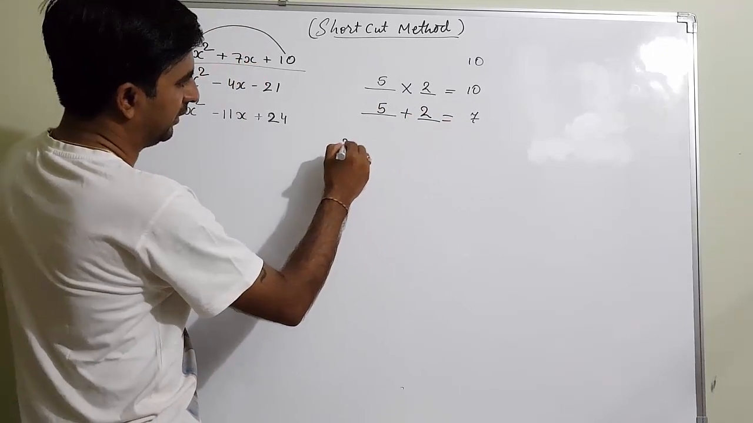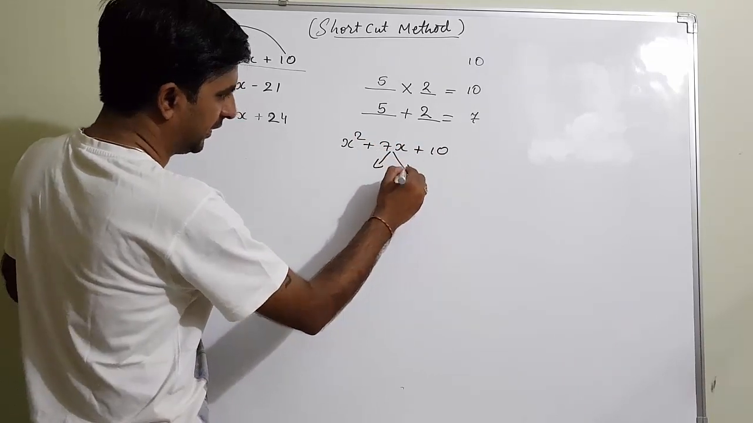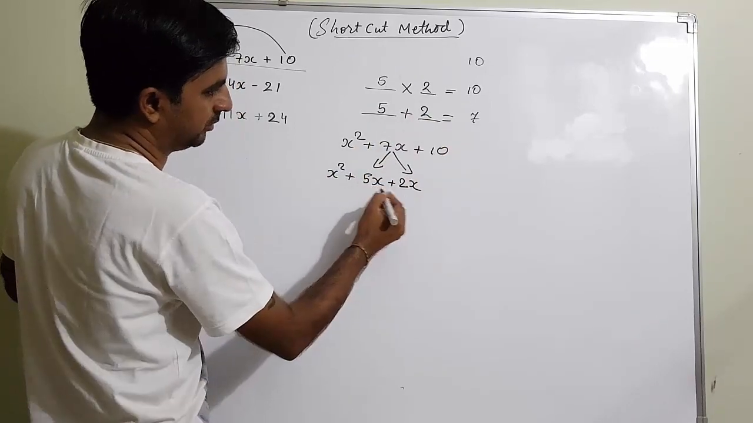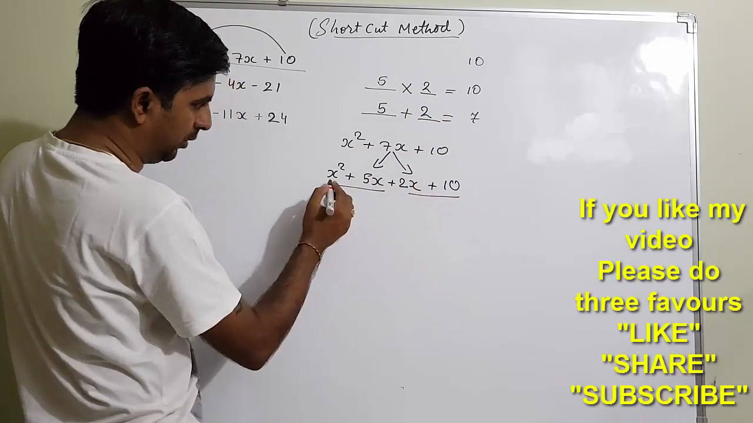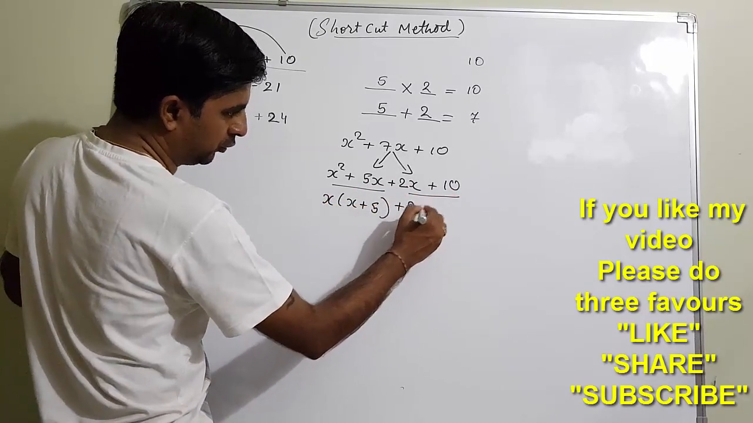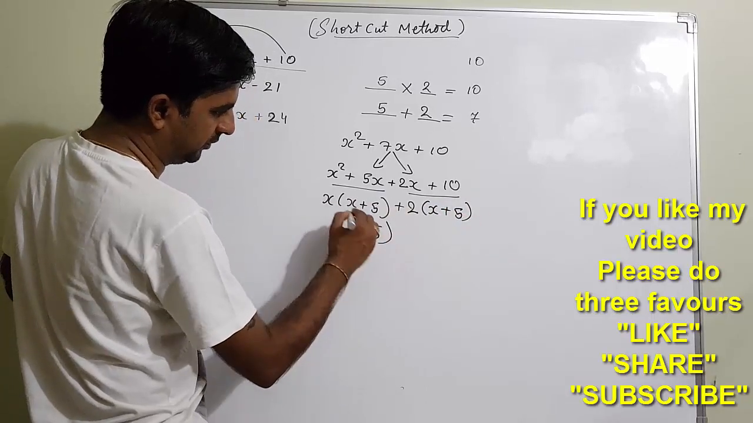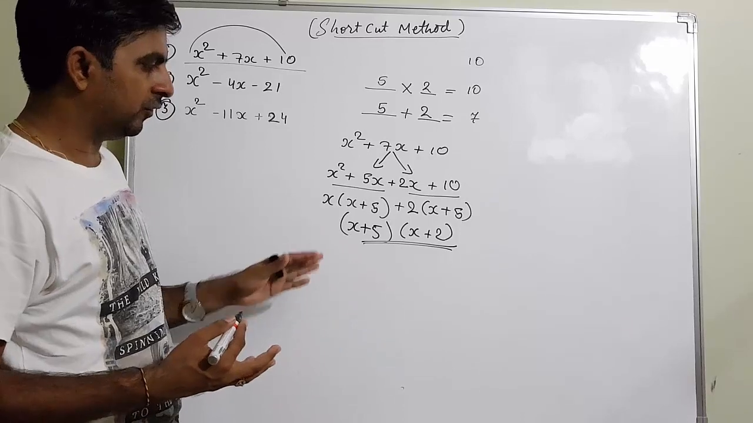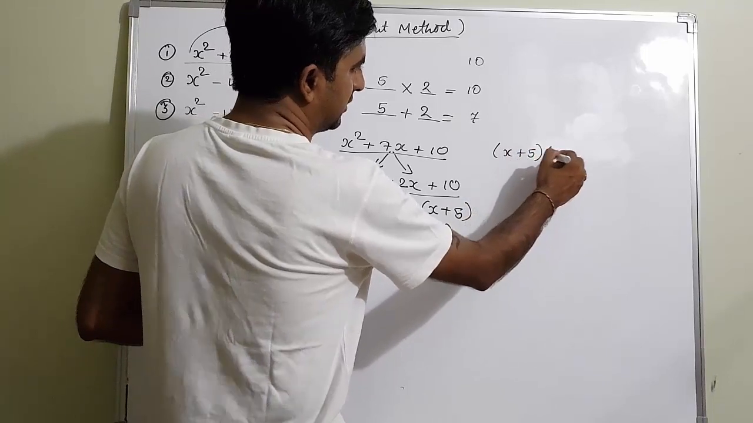And then what we were doing: x square plus 7x plus 10. Now we were splitting the middle term, x square plus 5x plus 2x plus 10. Now we take x common from the first two terms, x plus 5, and then 2 common from the last two, x plus 5, and then directly x plus 5 common from these, and the remaining x plus 2. These were the two factors. This way we were finding. But directly from this only I can give you the factors: x plus 5 and x plus 2.